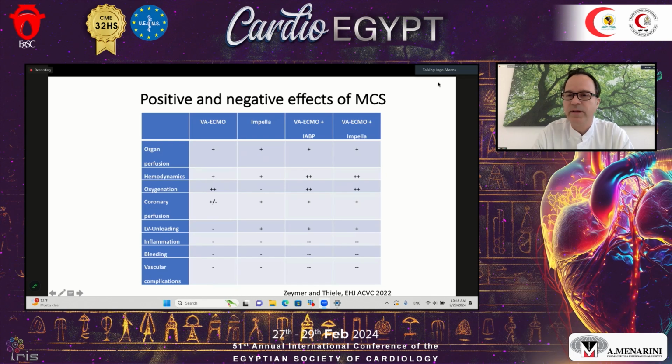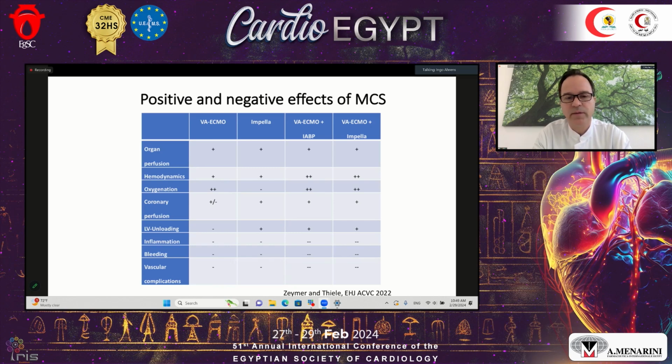So what are the positive and the negative effects of mechanical circulatory support? If we look at VA ECMO alone, impeller, or the combination with left ventricular unloading, be it IABP or impeller, then we have a benefit for organ perfusion in all of these devices. The hemodynamics are a bit more supported if we use the extracorporeal membrane oxygenation, which is understandable. In terms of oxygenation, with the ECMO, we can add oxygen. With the impeller, we can't, and that's why there is a minus.